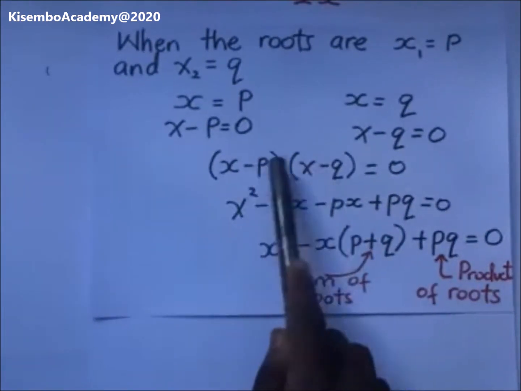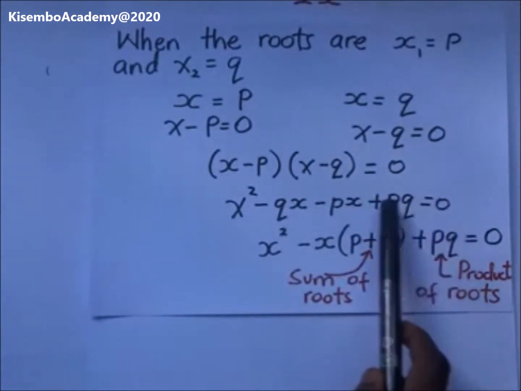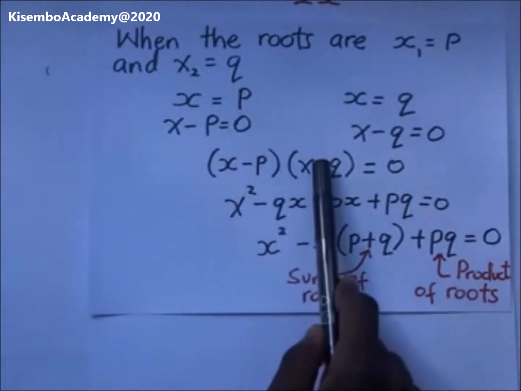You go ahead and open these brackets. When you open these brackets, you end up with this expression as a result of multiplying this bracket with that bracket.